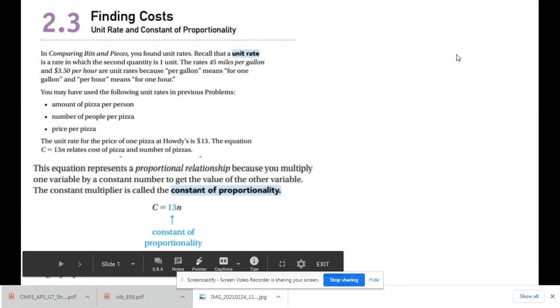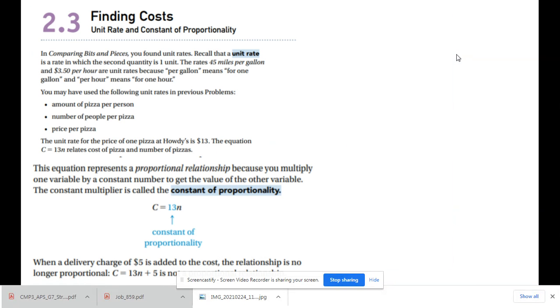Good morning. Today we are working on problem 2.3, going back to unit rates and a constant of proportionality. We have talked about unit rates before in comparing bits and pieces. So a unit rate is a rate in which the second quantity is 1 unit. For example, 45 miles per gallon is a unit rate.